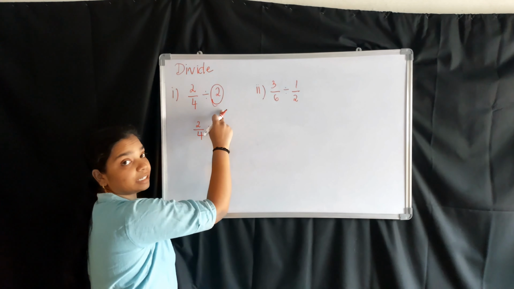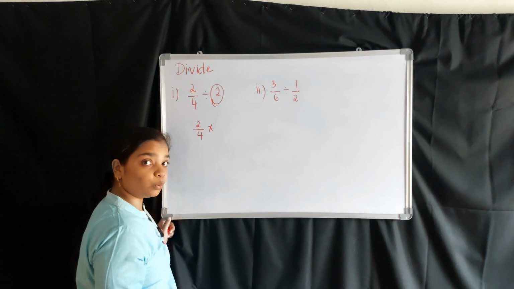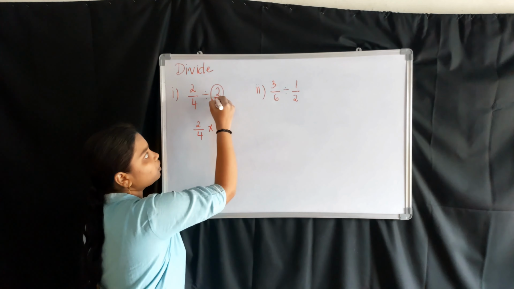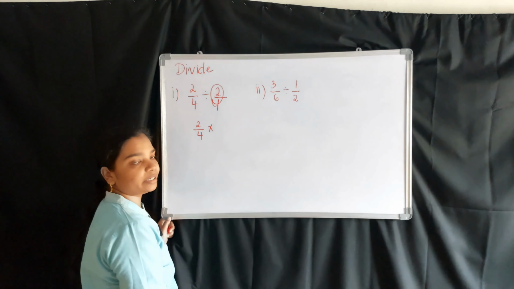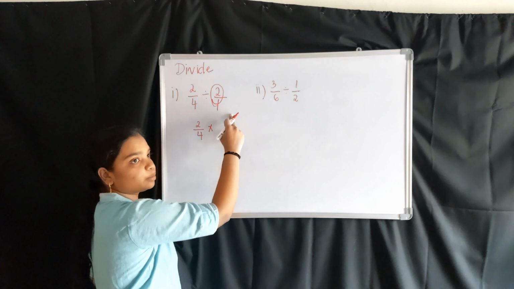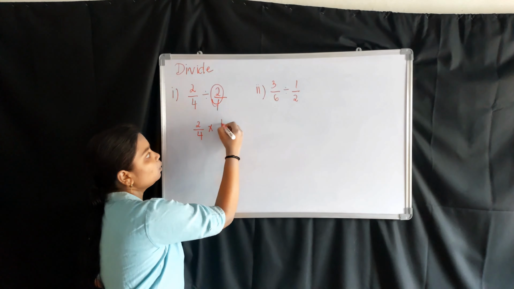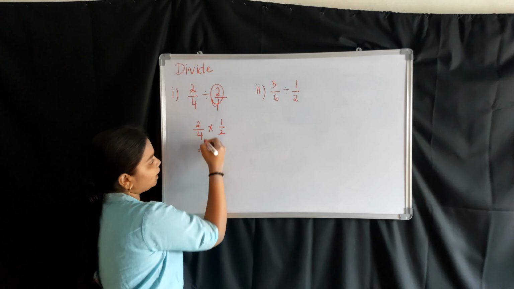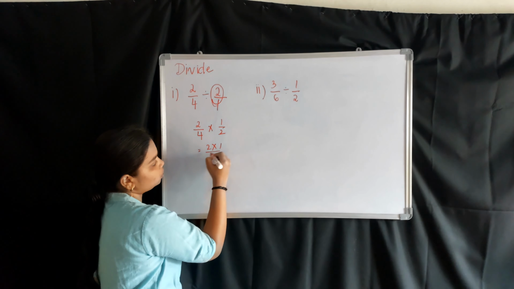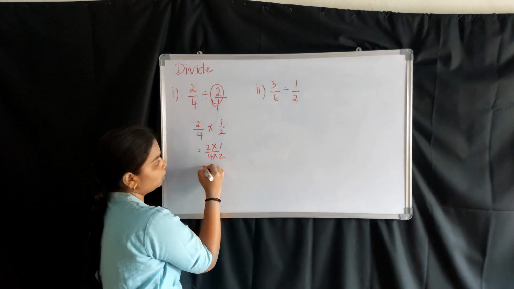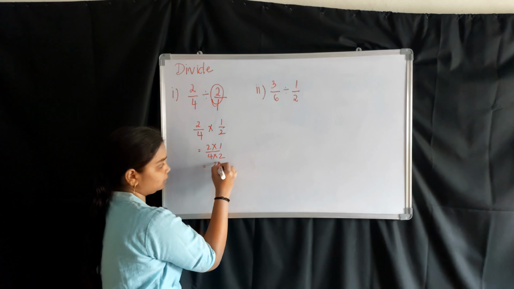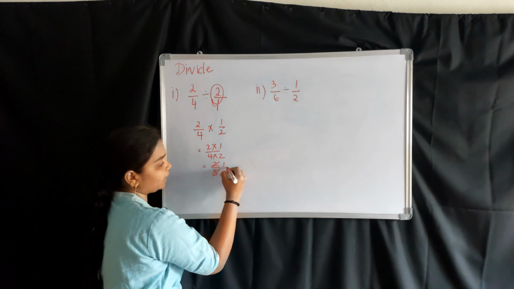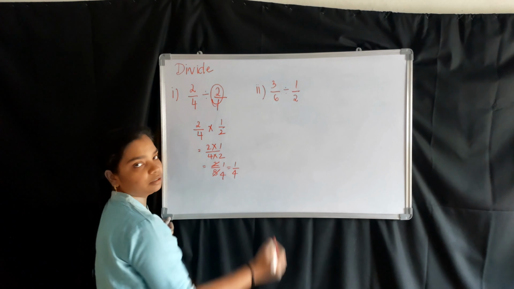So as discussed, what would be the reciprocal of 2? It's 1 by 2 because there is no denominator here. It's 2 by 1. The reciprocal of 2 by 1 would be 1 by 2. So the answer here would be 2 into 1 by 4 into 2, that is 2 by 8. Further simplifying, it is 1 by 4.